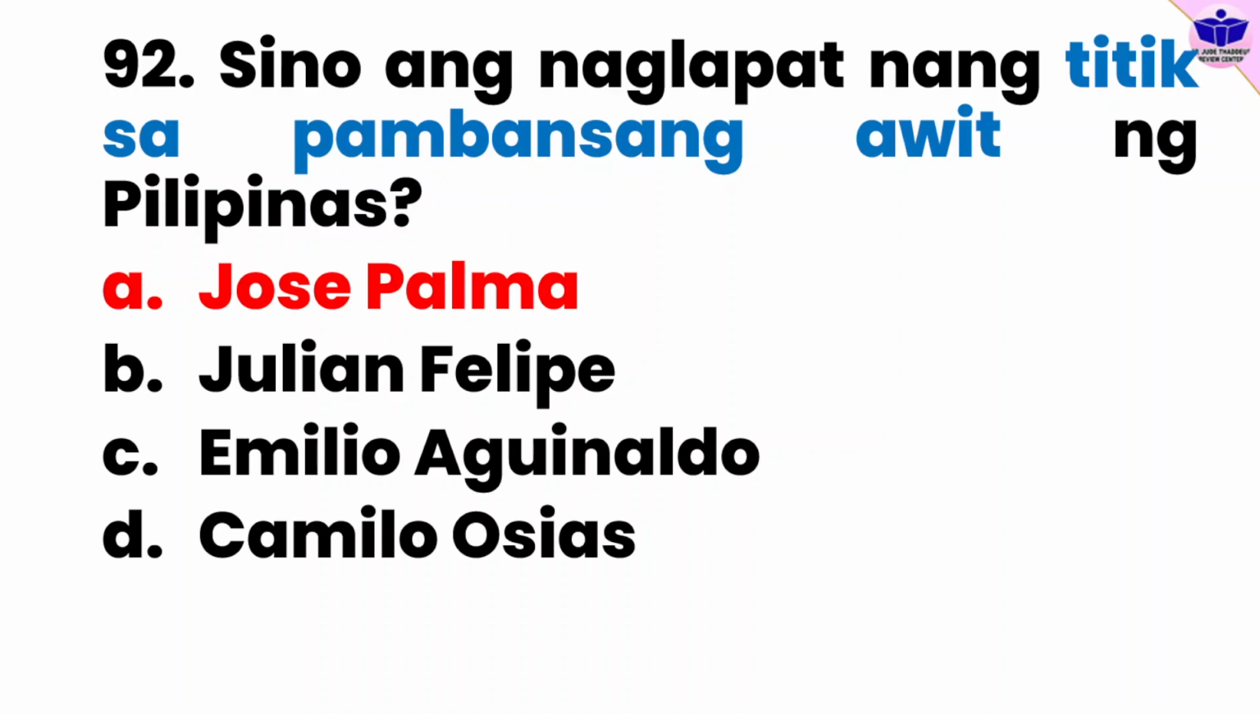pambansang awit natin. Ang naglagay ng tono o gumawa ng tono para sa ating pambansang awit, gumawa ng musika, yung accompaniment for the lyrics, ay si Julian Felipe. Si Camilo Osias, ang isa sa mga pinakaunang nag-translate ng pambansang awit natin into English kasi na-occupy tayo ng mga Amerikano, di ba? So, nagkaroon din tayo ng English version ng Lupang Hinirang.